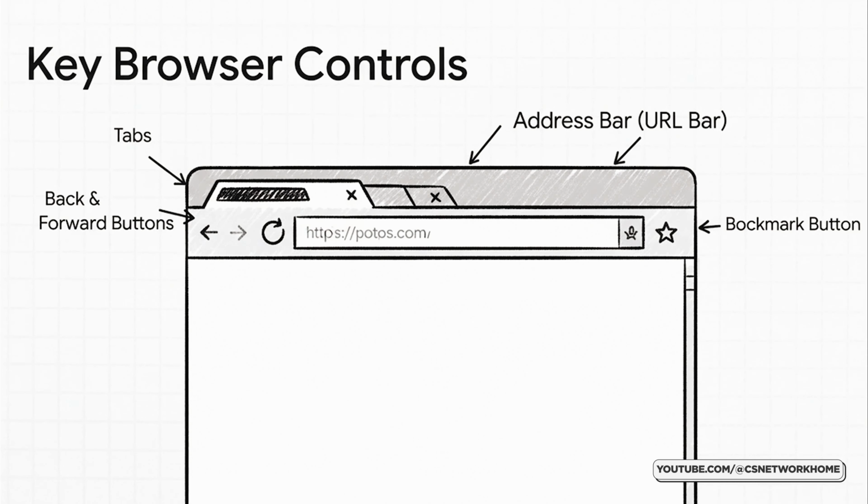Way up at the top, you've got tabs. These let you have a bunch of pages open at once. This long bar right here, that's the address bar, and it's your number one navigation tool. See these little arrows? Those are your back and forward buttons, perfect for retracing your steps. This little circle arrow is the refresh button. It reloads the page for you. And this star icon, that's your bookmark button for saving your favorite spots. These are your main controls, and getting the hang of them is key.